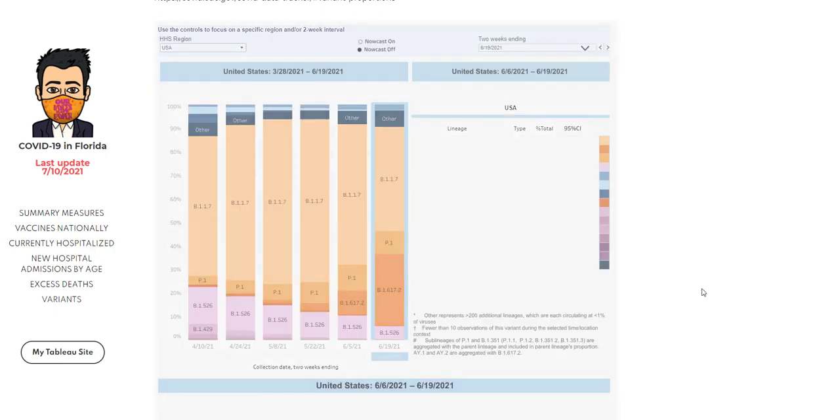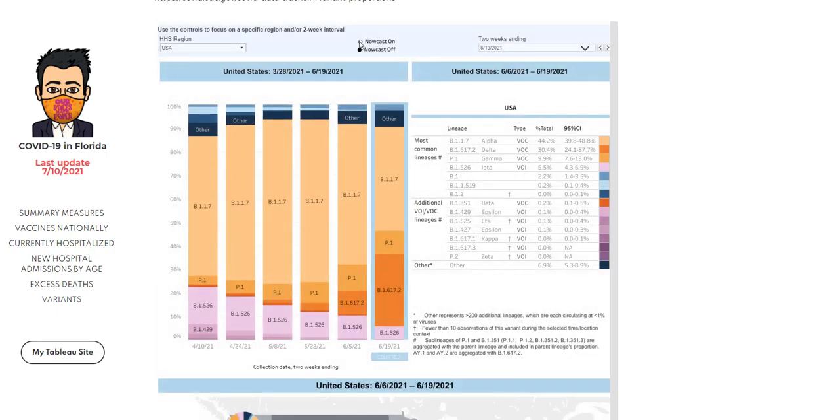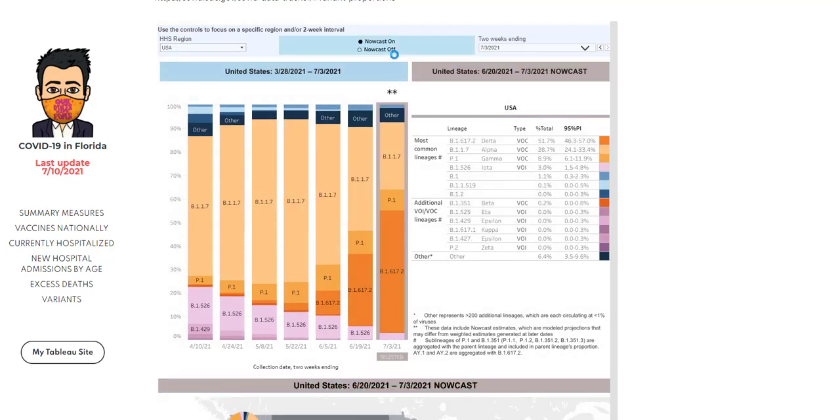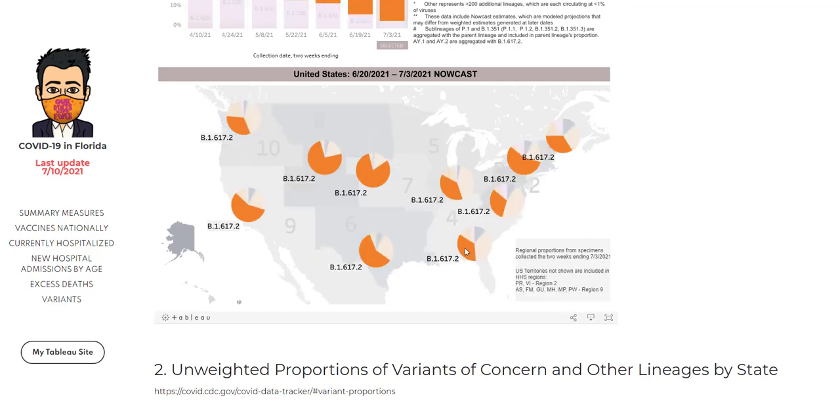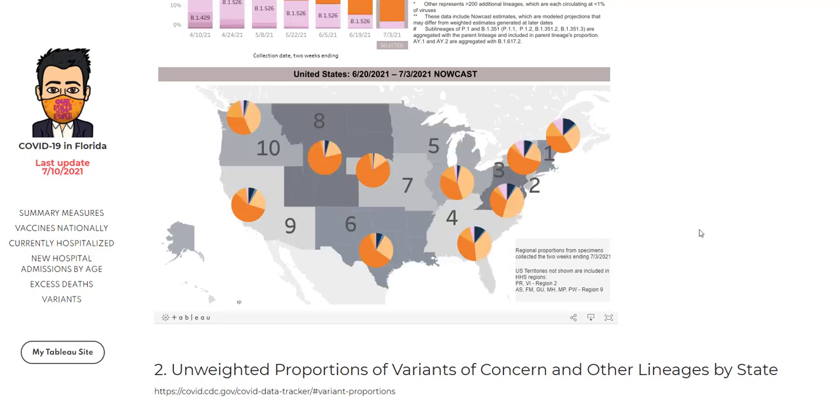Obviously, the take-home message with these is if you use their nowcasting option, which is basically forecasting and predicting, in the most recent week, the Delta variant is now making up 1 in every 2 cases in the United States. They then give that proportionately. So for some of the regions in the United States, the Delta variant is making up 3 in every 4 or 4 in every 5 new cases. In the region in which Florida is at, it's just over 1 in every 3.